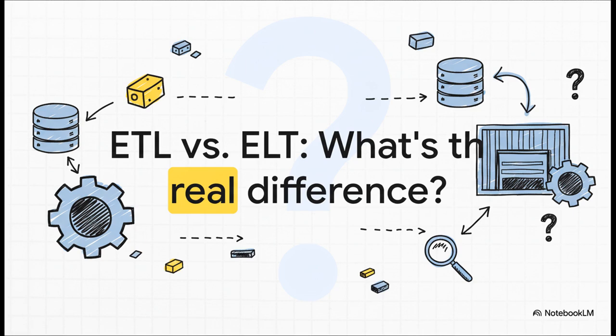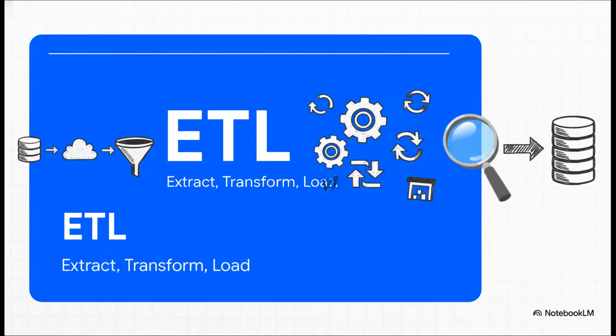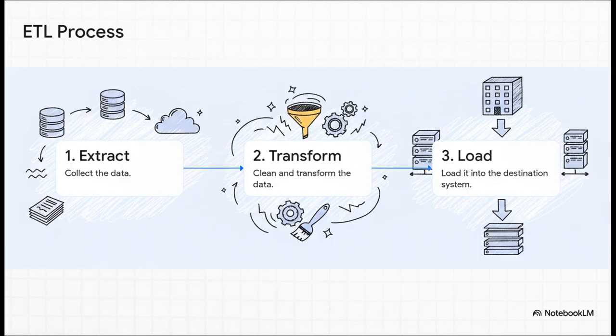Let's dive in. Okay, so first up, let's talk about the OG, the classic method that has been the backbone of data warehousing for, well, decades, and that is ETL. You really got to understand this one to get why the other one even exists. So ETL, it stands for extract, transform, and load. And let me tell you, that order, the sequence of those words, isn't just a suggestion. It is everything. It defines the entire process from start to finish. It's actually a super logical, step-by-step kind of thing.